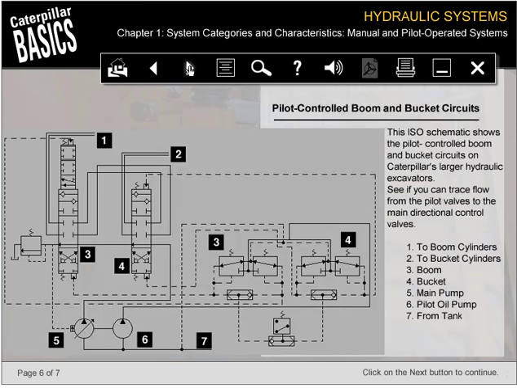This ISO schematic shows the pilot-controlled boom and bucket circuits on Caterpillar's larger hydraulic excavators. See if you can trace flow from the pilot valves to the main directional control valves. Take a moment to study the schematic.